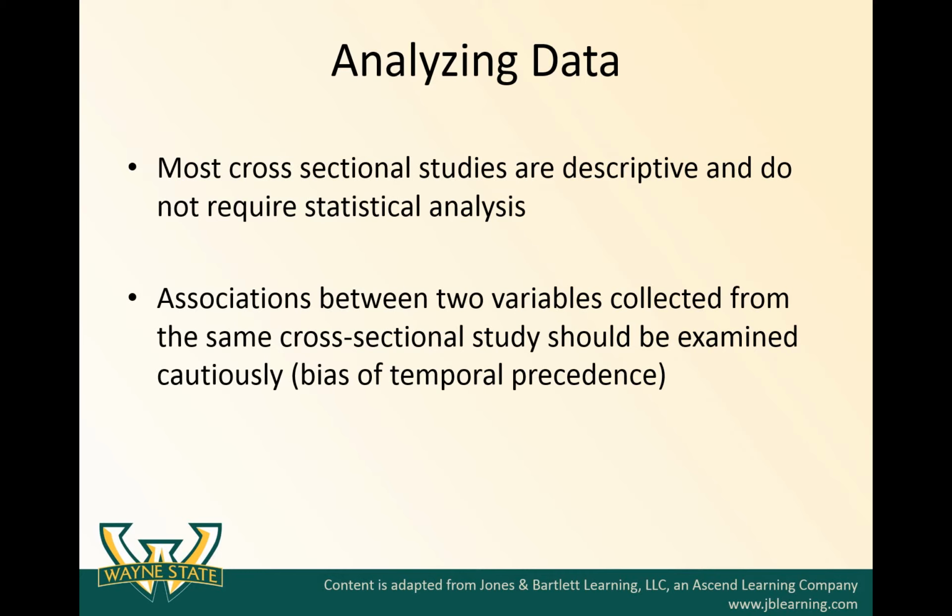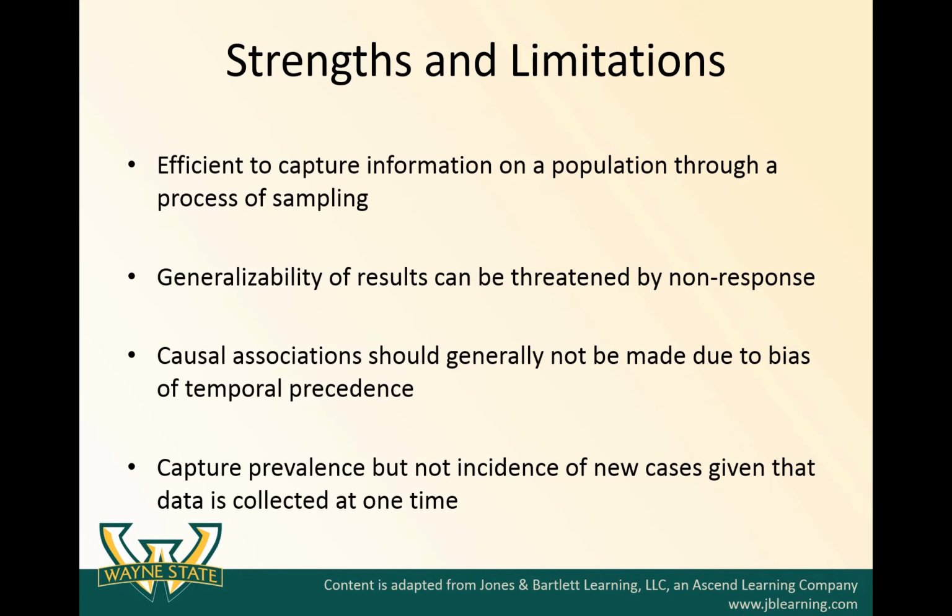So what this means is that information on an outcome is collected at the same time as the predictor, which makes it difficult to know whether the outcome preceded the predictor. There are a variety of strengths and limitations. So one strength is that you efficiently capture information on a population through the process of sampling.